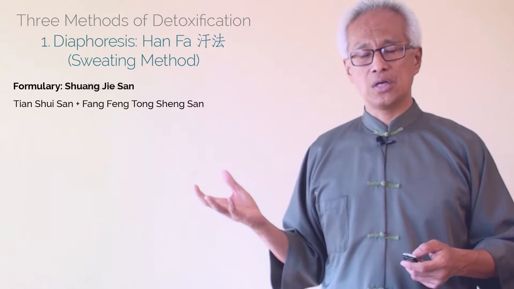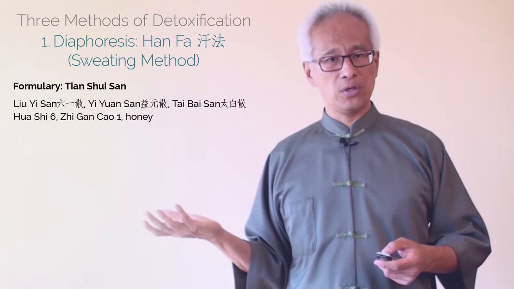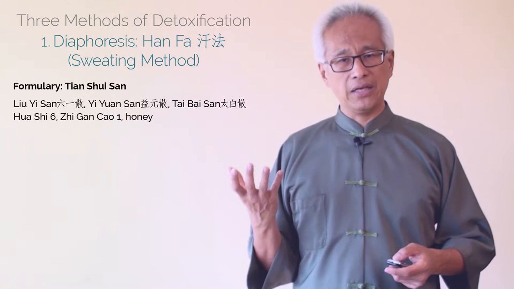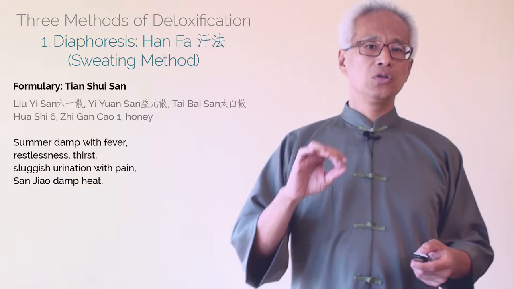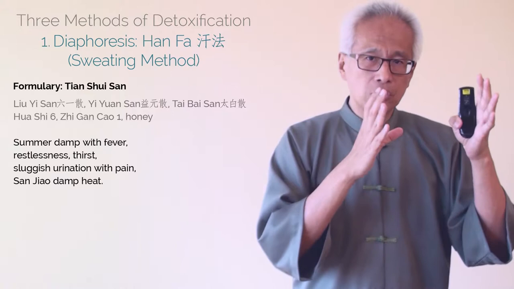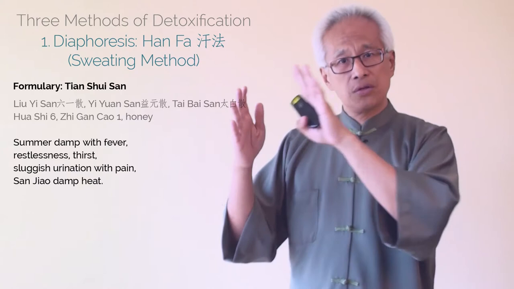Tian Shui San is basically Liu Yi San, also called Yi Yuan San or Tai Bai San. It's a combination of Hua Shi talc and baked licorice in about a 6-to-1 ratio. We know that it's used for summer heat with fever, restlessness, sluggish urination with pain, and Sanjiao damp heat. So by combining Huang Feng Tong Sheng and Tian Shui San, you're dealing with all the different heat conditions as well as damp heat conditions at the same time.